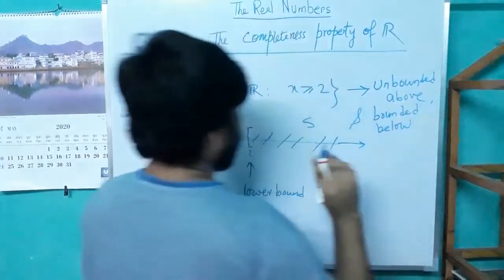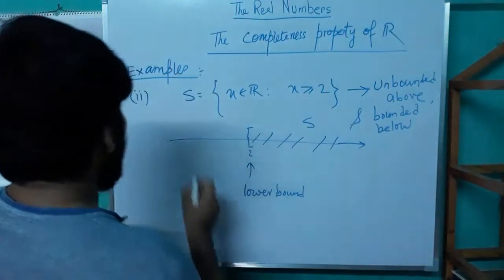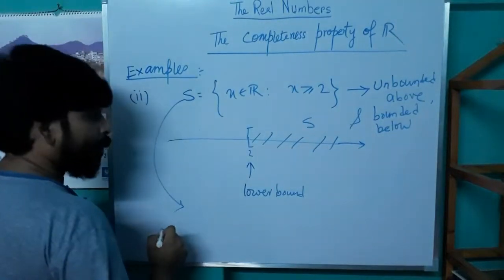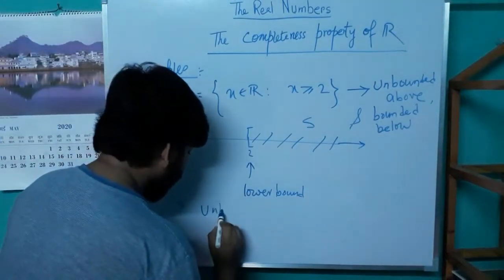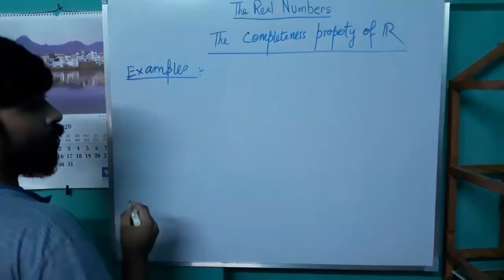Bounded below. Okay. So this is an unbounded above set and a bounded below set. So obviously this set is an example of an unbounded set. Next example.